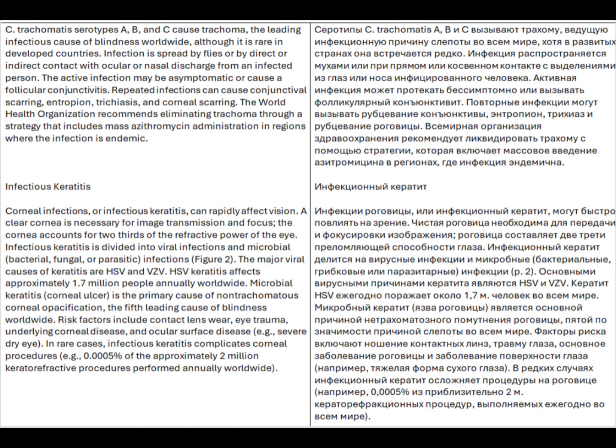HSV keratitis affects approximately 1.7 million people annually worldwide. Microbial keratitis (corneal ulcer) is the primary cause of non-trachomatous corneal opacification, the 5th leading cause of blindness worldwide. Risk factors include contact lens wear, eye trauma, underlying corneal disease, and ocular surface disease, e.g., severe dry eye. In rare cases, infectious keratitis complicates corneal procedures, e.g., 0.0005% of the approximately 2 million keratorefractive procedures performed annually worldwide.